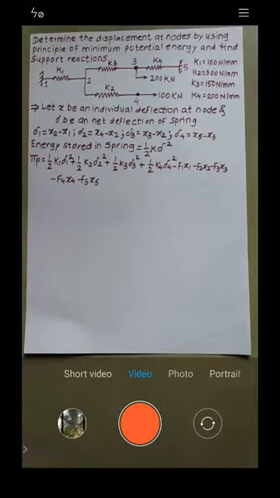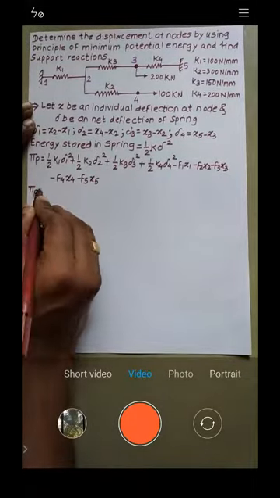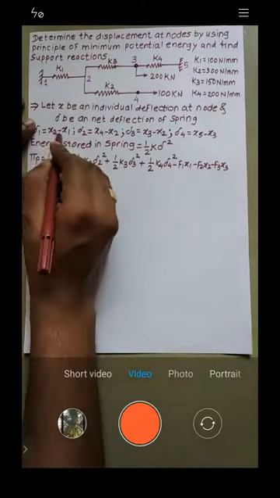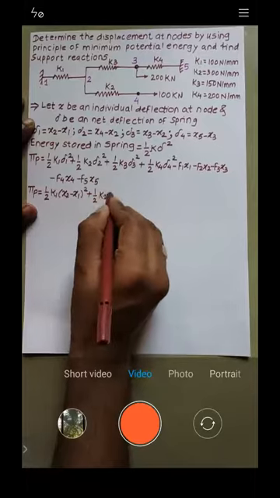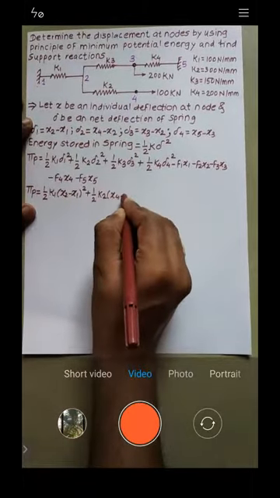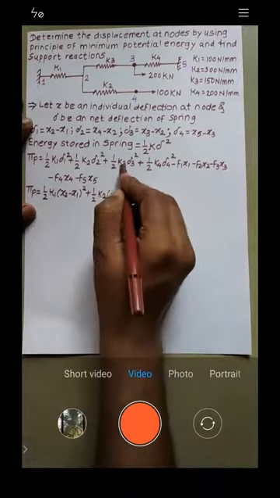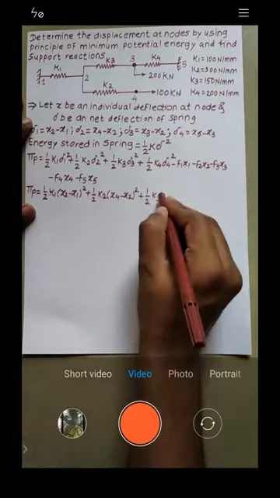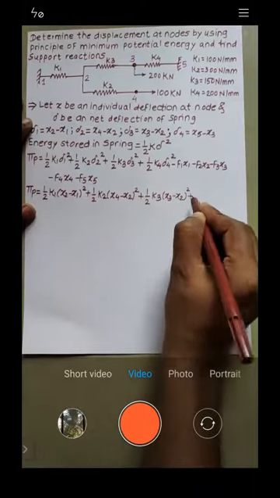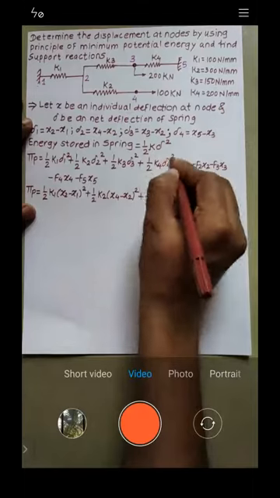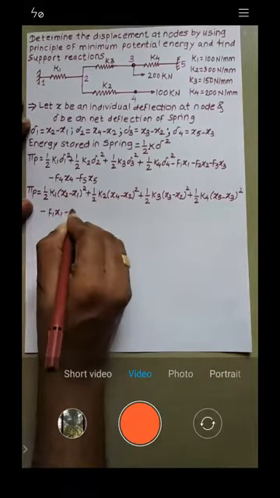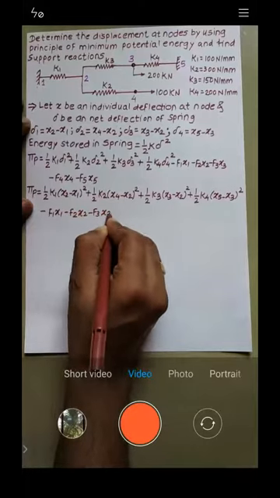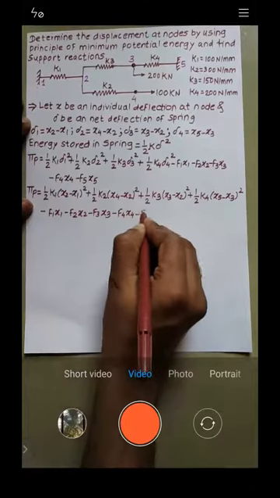Now I need to put in those values. So pi p is given by half k1 into delta 1 squared, that is x2 minus x1 squared, plus half k2 into delta 2 squared, that is x4 minus x2 squared, plus half k3 into x3 minus x2 squared, plus half k4 into delta 4, which is x5 minus x3, squared, minus f1 x1 minus f2 x2 minus f3 x3 minus f4 x4 minus f5 x5.